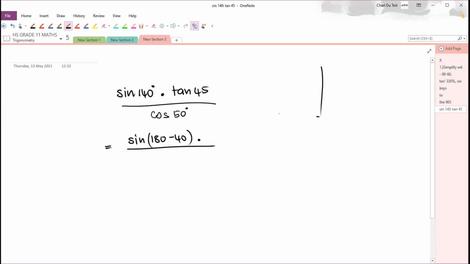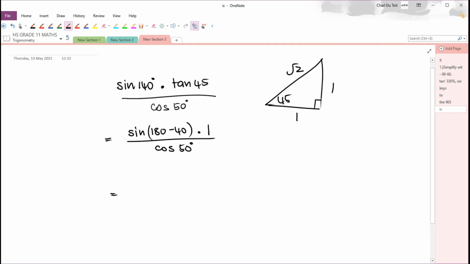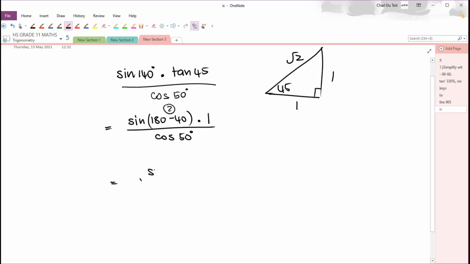Tan of 45 is easy. It's already an acute angle. I only have to draw my 45 degree angle, 1, 1, root 2. Tan of 45 is 1. And 50 degrees is just already acute, but I don't have a triangle with 50 degrees in. So the sin and the cos will have to cancel. On the top, I have the second quadrant, so it's positive sin 40 times 1, which is going to be sin 40. At the bottom, I have cos 50.